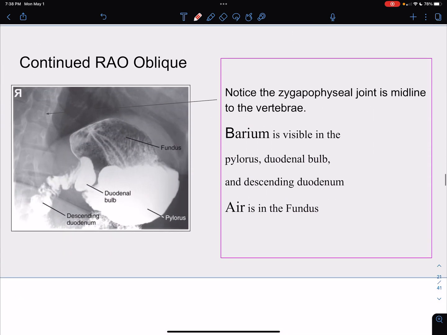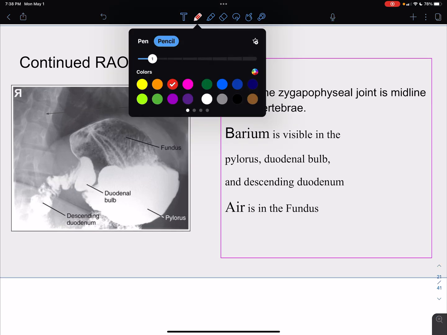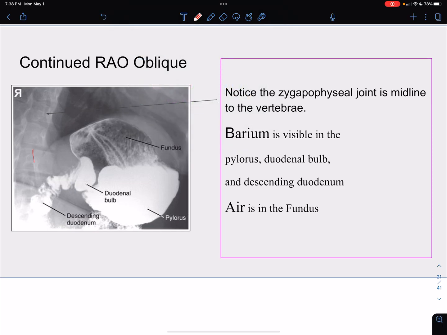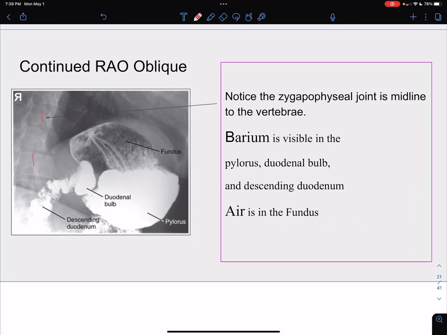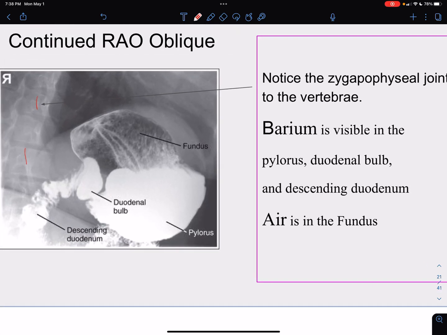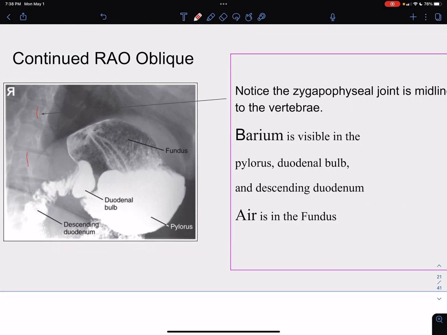Continuing on with the RAO oblique, notice here that the zygapophyseal joint is midline to the vertebral body. This image is really hard to see, but you can see a Scotty dog through here, and it's in the middle. I'm trying to see if I can draw one. With barium in there, it just makes it really hard to see the structures, because all the contrast and brightness is focused on our barium and air. Okay, here's a Scotty dog right here. I can see this one a little bit better.